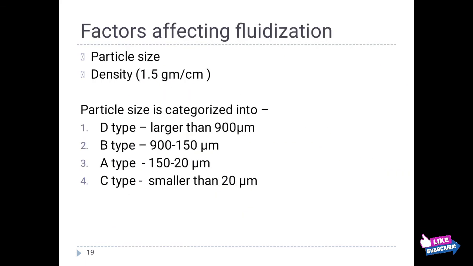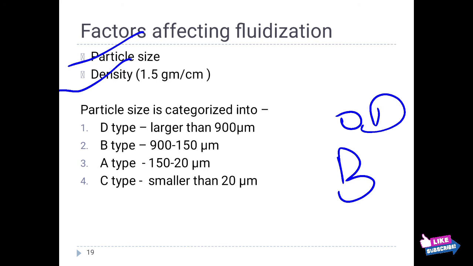So here are the factors affecting fluidization. There are two factors affecting fluidization. First is the particle size, and second one is density. There are four types of particle size. First is D type. Particles larger than 900 micrometer in range are known as the D type of particle. B type particles are those that are 900 to 150 micrometer in size. A type particles are 150 to 20 micrometer in size. And C types are smaller than 20 micrometer in size. These are the particle sizes. Here you can see the video. The link is given in the description, you check it out.